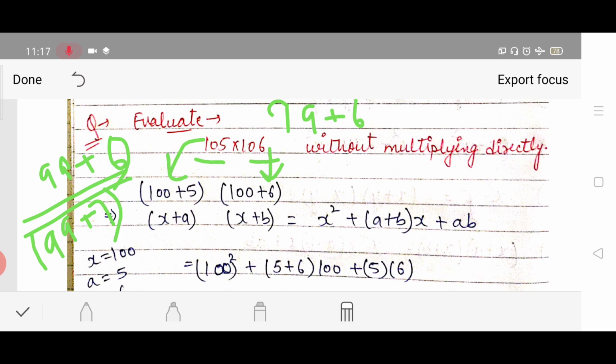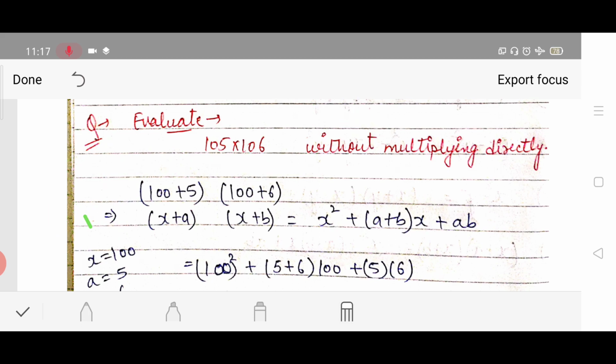So in that case, you just have to write here (100 plus 5) and (100 plus 6). From here you can see that 100 is the same in both and 5 and 6 are different. So you can recall the identity (x plus a) into (x plus b), because x is 100 here, which is the same in both, and the value of a comes out to be 5, the value of b comes out to be 6.